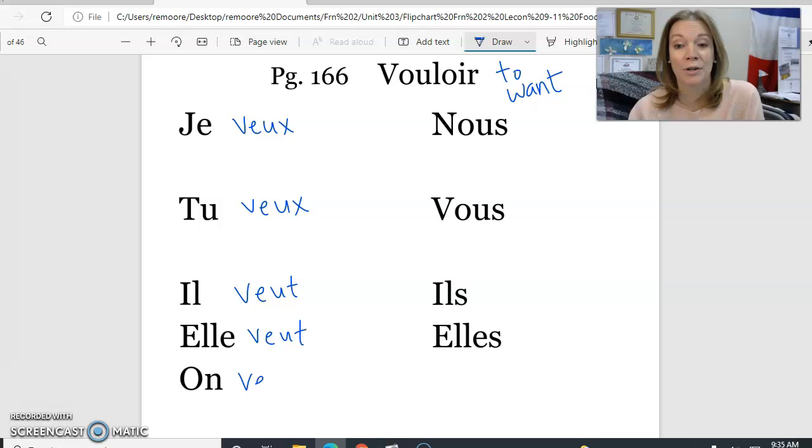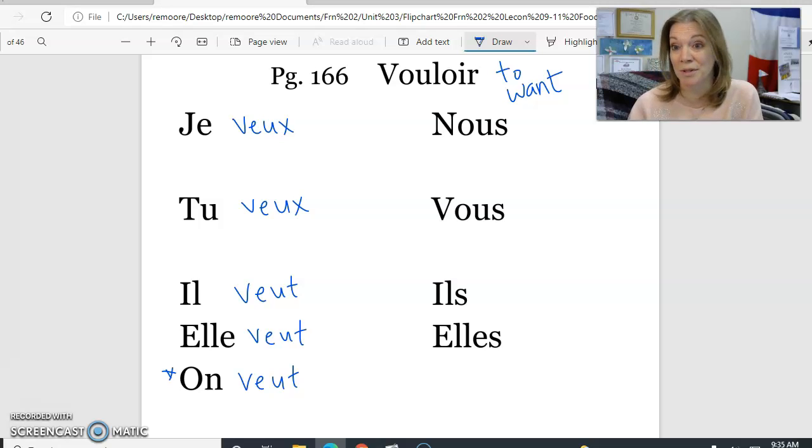on veut. Remember our friend on, another subject pronoun. That means one or someone, people or they. It's a very generalish kind of subject pronoun that can be used in conversation. Il, elle, and on all have the same conjugations.